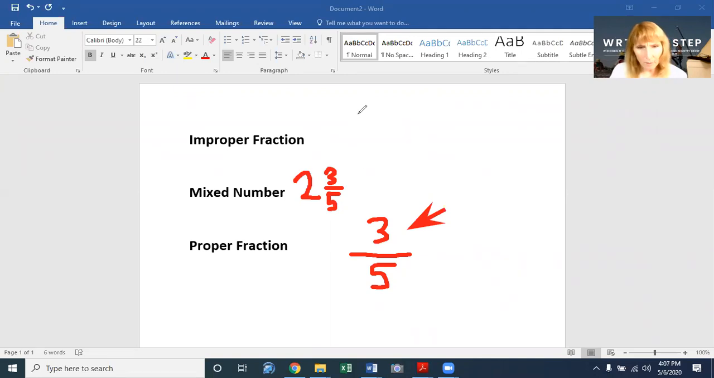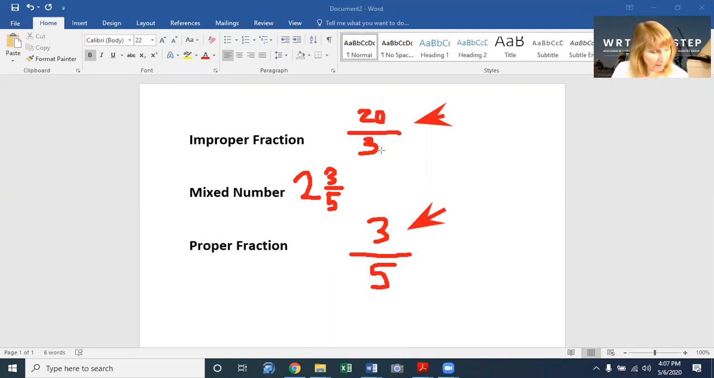So if I had something like 20 thirds, something is out of whack. A fraction is normally a part of a whole. This is saying you have 20 parts, but they're cut into only 3 pieces each. So this is an improper fraction because the top number, the numerator, is bigger than the bottom number. 20 is greater than 3, so this is considered an improper fraction.